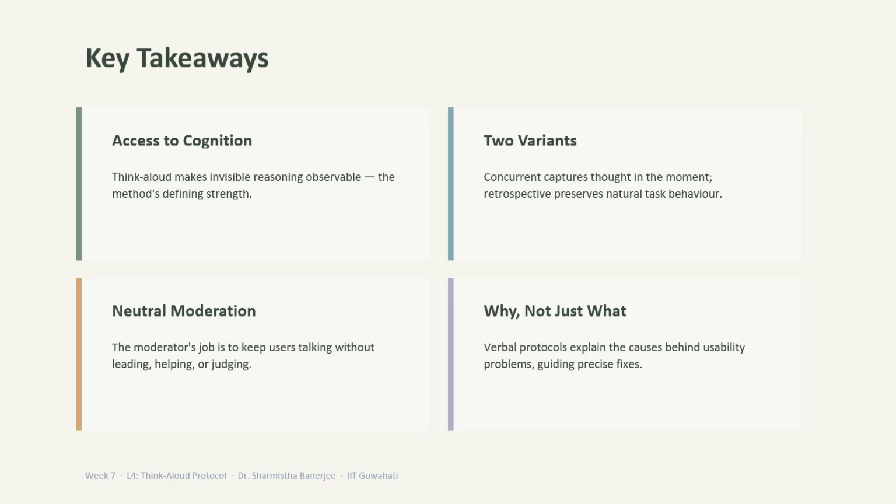There are two variants available, concurrent and retrospective. Make the choice appropriately. Go for concurrent as much as possible. Go for neutral moderation. The moderator's job is to keep users talking without leading, helping, or judging them. Why, not just what. Verbal protocols explain the causes behind usability problems, guiding precise fixes.